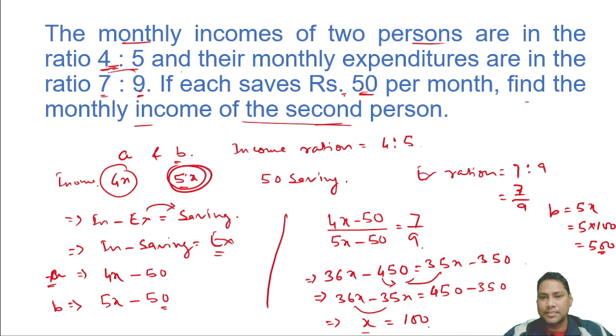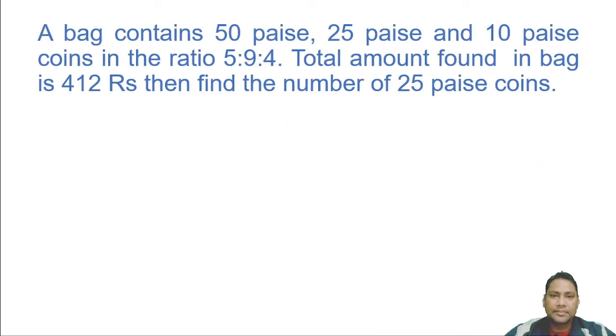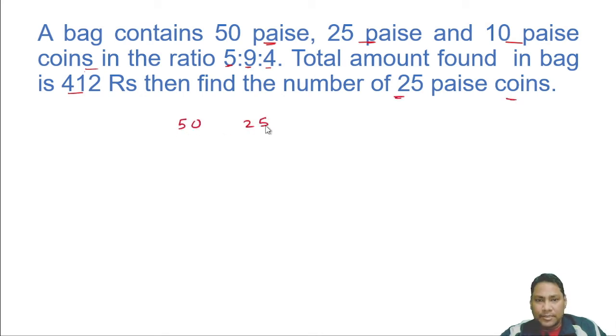The next question is: a bag contains 50 paise, 25 paise and 10 paise coins in the ratio 5:9:4. The total amount found in the bag is 412 rupees. Then find the number of 25 paise coins. The coins are in the ratio 5, 9 and 4, and the total amount is given as 412 rupees.